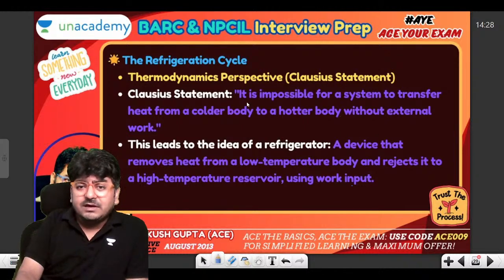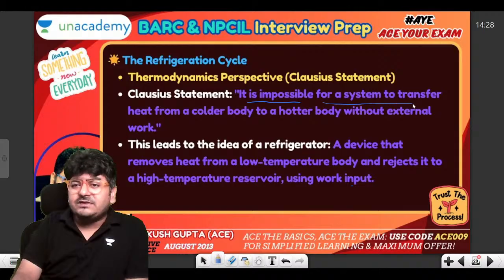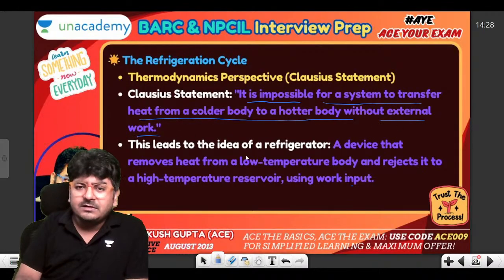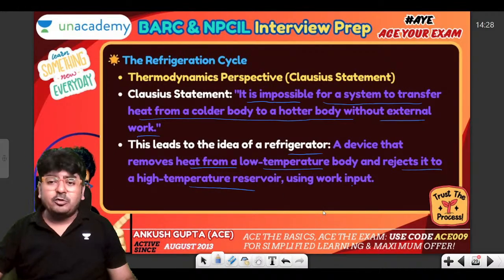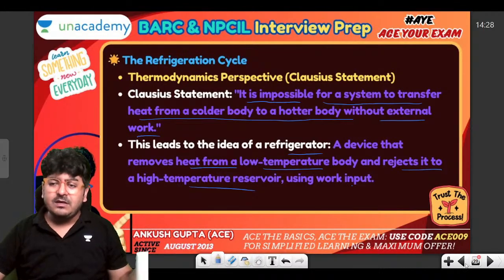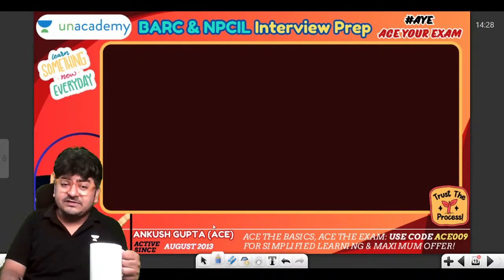In simple words, I have explained it is impossible for a system to transfer heat from a colder body to a hotter body without any external work. This leads to the idea of a refrigerator, a device that removes heat from a low temperature body and rejects it to the high temperature reservoir. Now you will say, sir, the same happens in a heat pump too. Yes, a heat pump is also the same thing, but the objective is different.